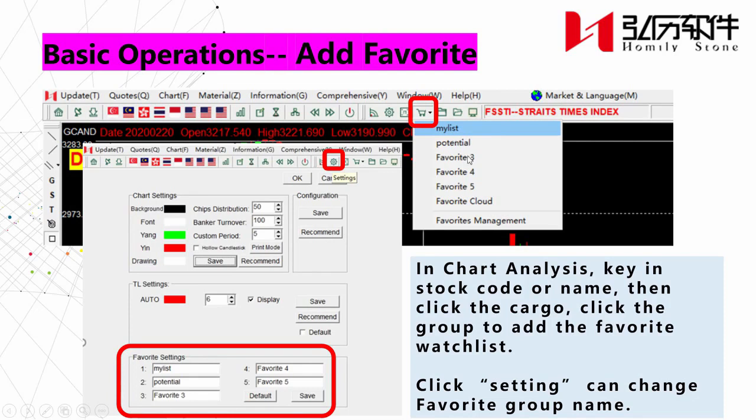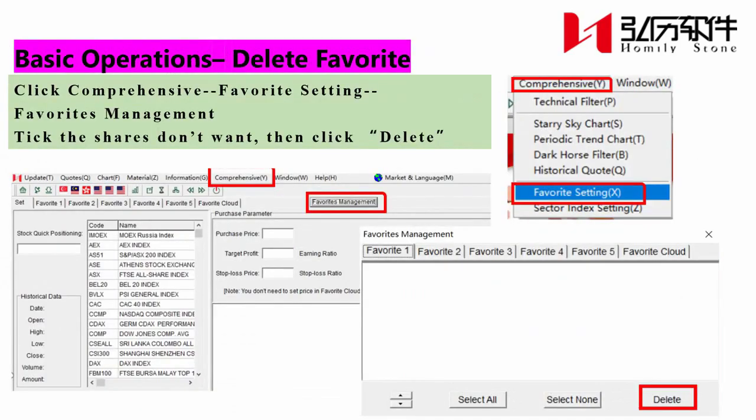So if you want to change the name, you just go to setting, click the setting, and then change the name here, the favorite setting. The default name is favorite 1, 2, 3, 4, 5, but you can change it to your own name, the one you like. This is how to put. So key in the name and click the cargo, click my list. It will enter the list. Every group can put more than 30, 50, no problem.